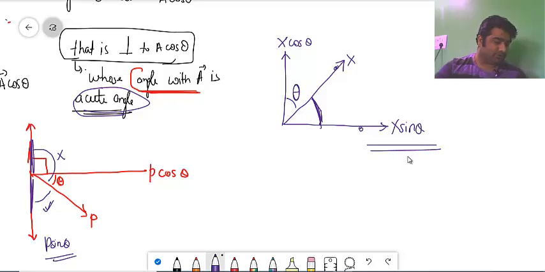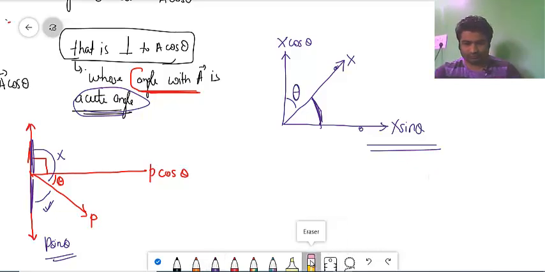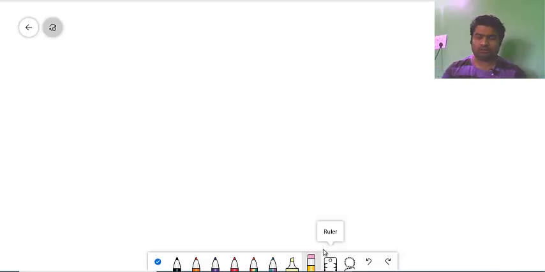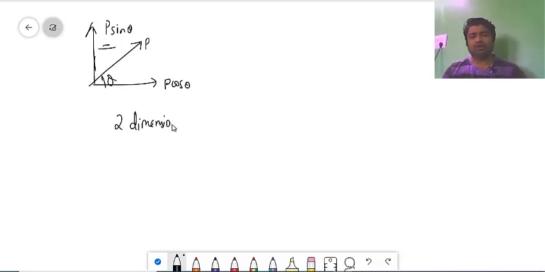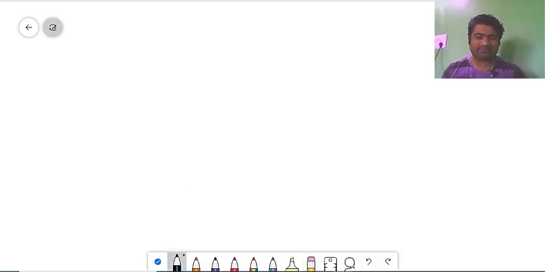Okay. Now what one more thing we can do is rectangular components. This was a vector p, and if this is theta, this is p cos theta and this one is p sin theta. So this was the rectangular component in two dimensions. Two dimensions means only along the x axis and only along the y axis. Where is the z axis? So we will do that also now. It's a bit easier than the earlier one.